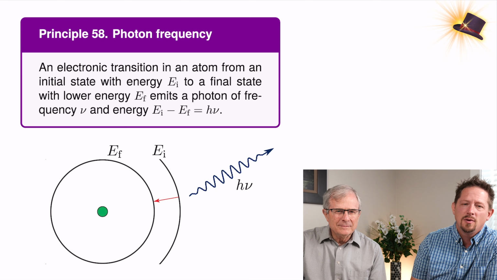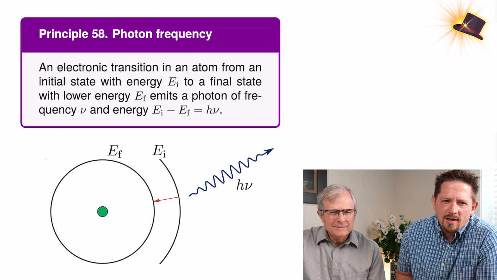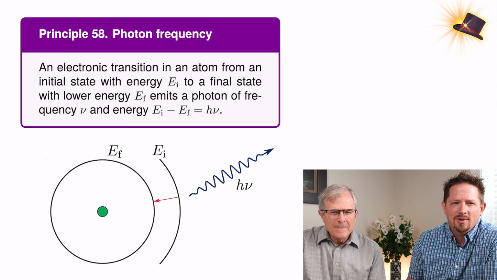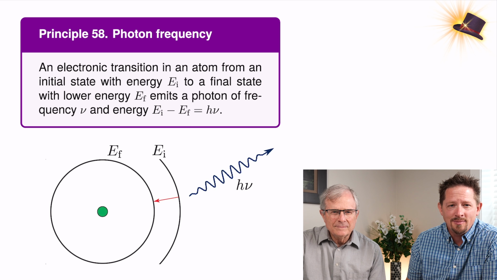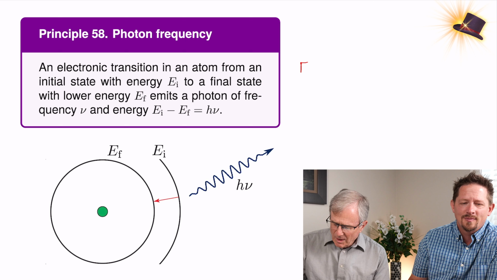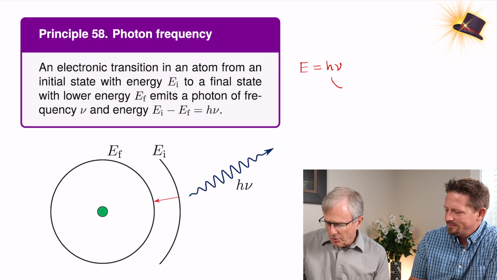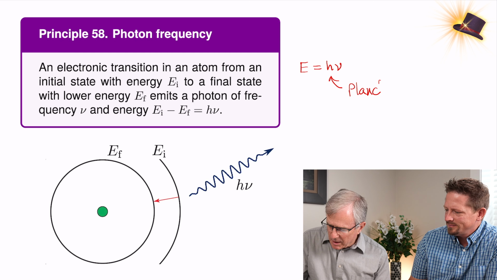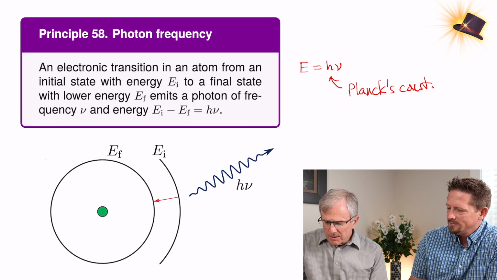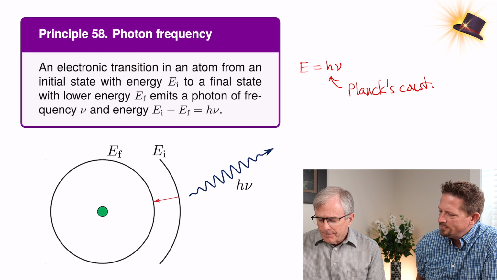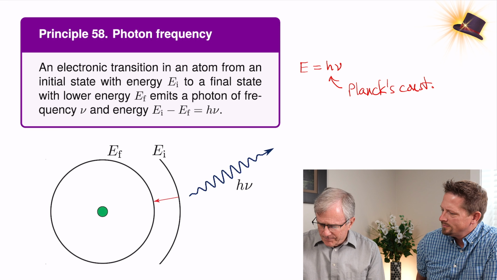Principle 58, photon frequency. An electronic transition in an atom from an initial state with energy E_i to a final state with lower energy E_f emits a photon of frequency nu, and energy E_i minus E_f equals h nu. So in a previous video, we talked about the photon energy being h nu, where h is Planck's constant. And that's the extremely small constant, 10 to the minus 34 joule seconds, that governs all of quantum mechanics.